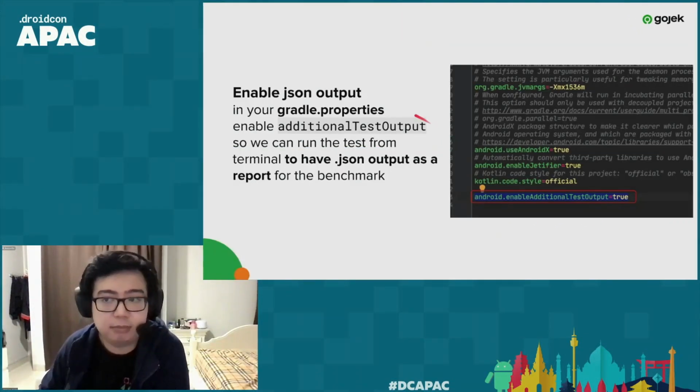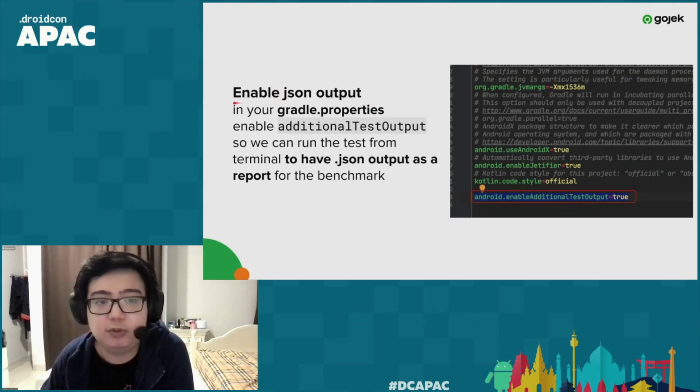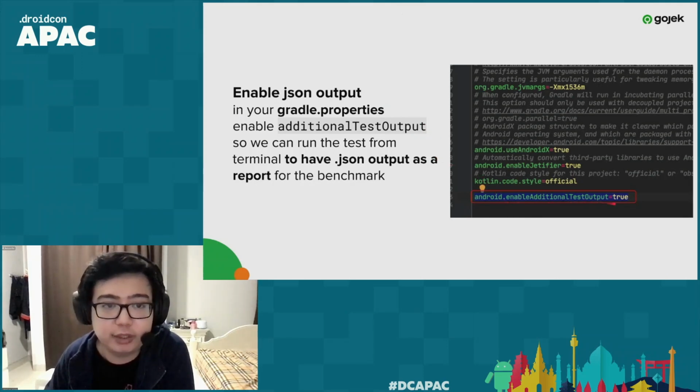So what is good about Jetpack benchmark is you can enable JSON output for your benchmark, so we can use the output itself on our CI. If you want to enable JSON output, what you need to do is add this code, android.enableAdditionalTestOutput=true, in your Gradle properties. So when you run the test from terminal, you will have the JSON output as a report.